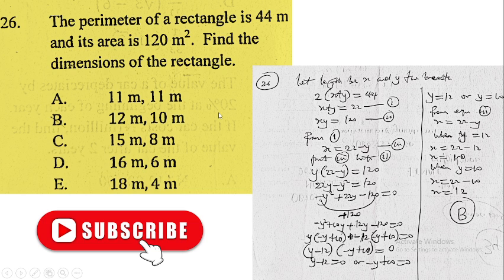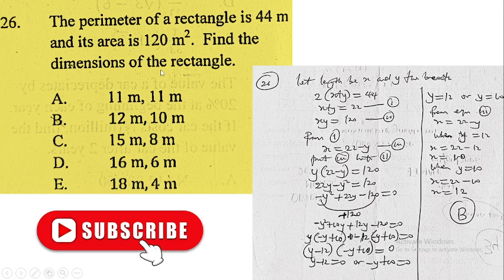Now question number 26, and that is on mensuration of plane shapes, and the plane shape we are measuring here is a rectangle. The question says that the perimeter of a rectangle is 44 meters and its area is 120 meters squared. Find the dimensions of the rectangle.